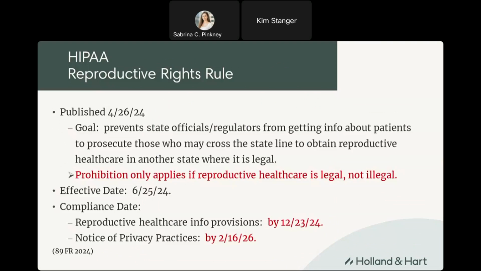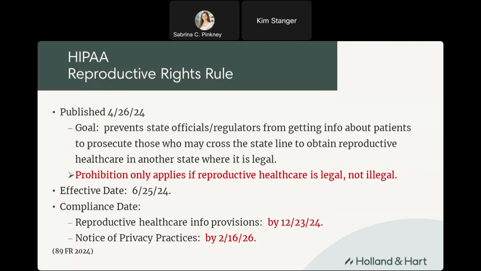Particularly, they were concerned about situations where a state, state A, prohibits abortions or certain actions on reproductive rights, but its next door neighbor, state B, permits it. And the government was concerned about the officials in state A getting information about patients who may go across the border to state B to get an abortion and the like. And therefore, they came out with the reproductive rule.